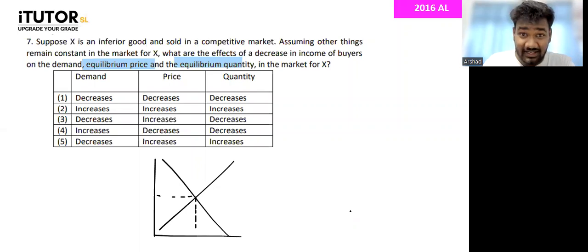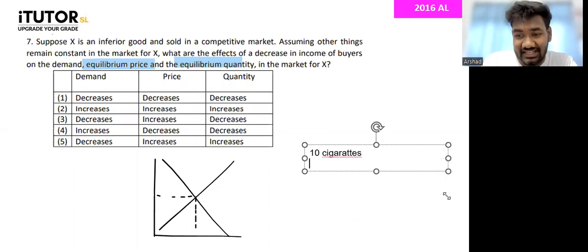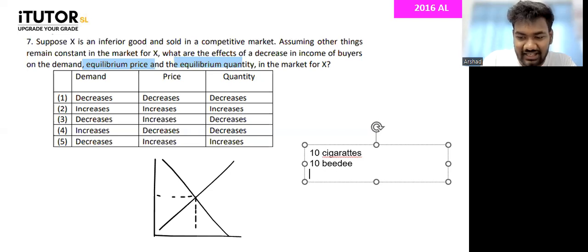Now think of something like what? We'll think of the fellows who are smoking. There is a fellow who is smoking, let's say for a month, he smokes 10 cigarettes. And the inferior version of it is the BD. I don't know how to spell BD, but I'll just say BD. You all know the inferior version of a cigarette. Let's say this was when he was earning 50,000 a month. Now, what is BD? BD is the inferior good.